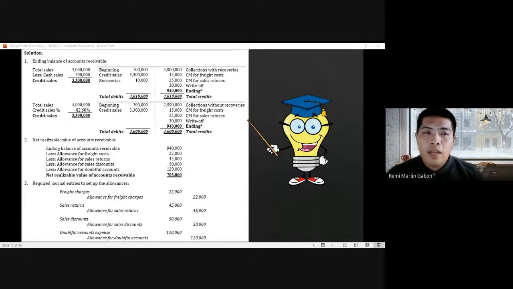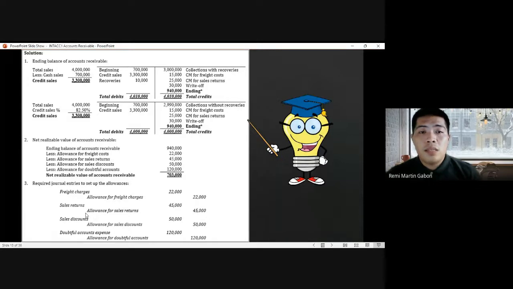So for those who are able to verify it correctly, that's nice of you. Okay, so we already have answered for number one, that is 940,000. Now for number two, the net realizable value or the amortized cost, from the 940,000, we deduct all the allowances. So in relation with the requirement three, the journal entries, for freight charges, we have here an allowance, 22,000. We set up an allowance. We are not yet deducting it from the T account. Rather, yung dinideduct natin is the 15,000 kasi siya yung may effect na sa T account.